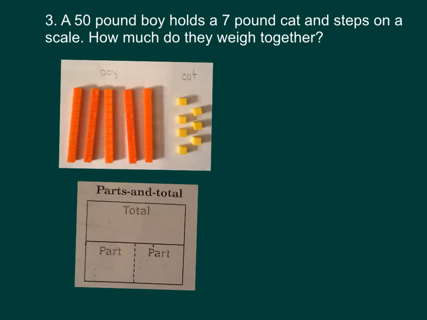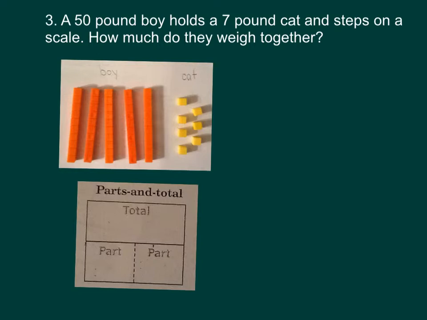Let's take a look at another kind of problem. In problem 3, it says a 50-pound boy holds a 7-pound cat and steps on a scale. How much do they weigh together? So in this one, the diagram that we're going to use is called a parts and total diagram. We've used this before when we talk about dominoes.